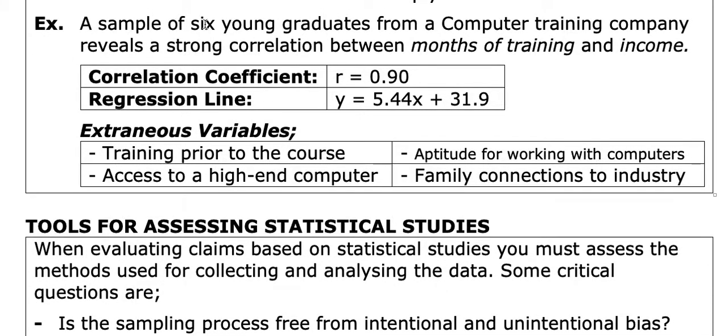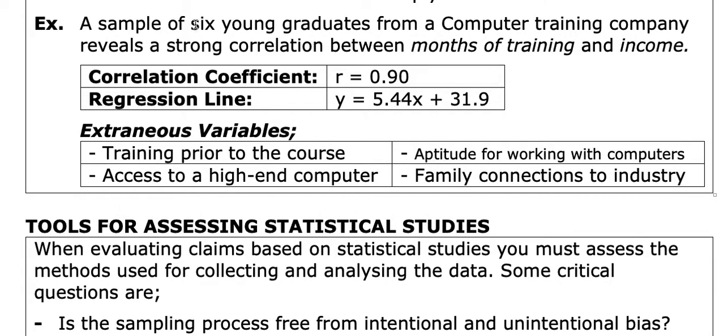Example: a sample of 6 young graduates from a computer training company reveals a strong correlation between months of training and income. In this study, there's a correlation coefficient of 0.90. So that's a very strong relationship, and the regression line is given by this equation. That being said, there are some extraneous variables that we need to consider.